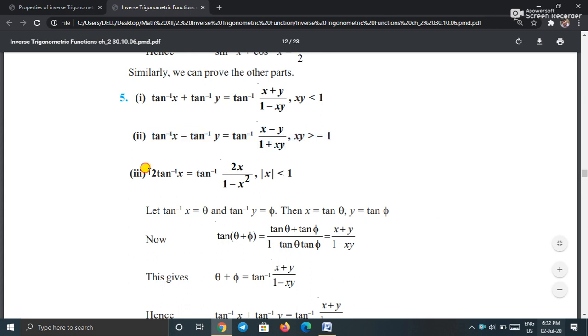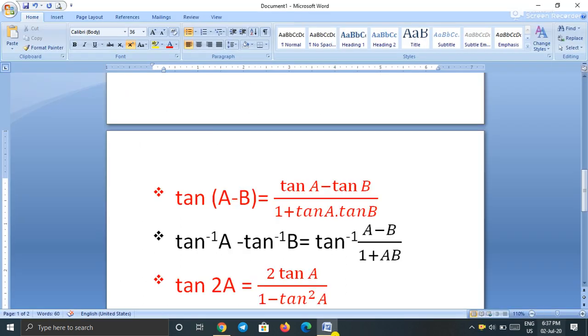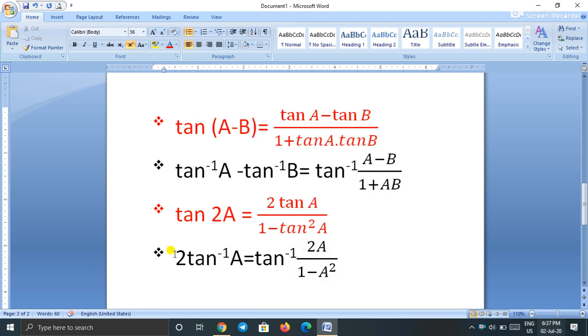Now see the proof of the third part. 2 tan inverse x is equal to tan inverse 2x upon 1 minus x square. You have studied the formula of tan 2 theta. Tan 2 theta का formula बेटा क्या होता है? The formula of tan 2a is 2 tan a upon 1 minus tan square a. Now when we use this formula in the inverse trigonometric function, then it looks like this.